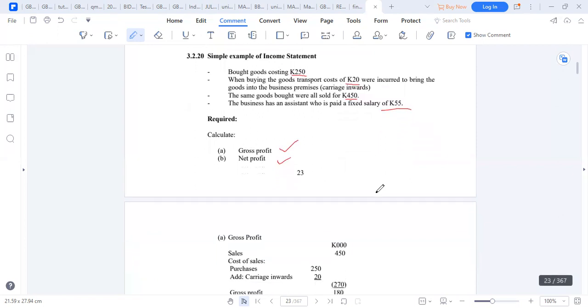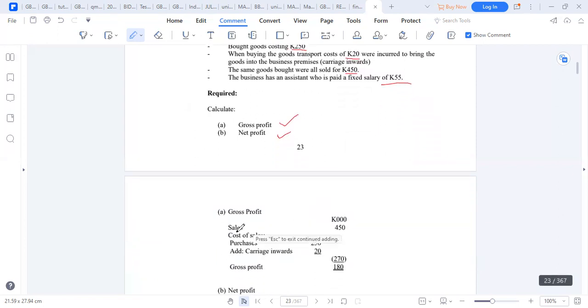So simple, gross profit is calculated as follows. We start with the sales. That asset which we bought, which was costing 250, we sold it at 450. So this is the sales we made. Then we subtract the cost of sales. What was the expenditure that we spent on buying those goods that we sold at a profit? We bought them at 250. We brought them into the business at 20 kwacha transport. So the total cost of bringing this was actually 270. So when you subtract 270 from 450, what we get is called our gross profit.